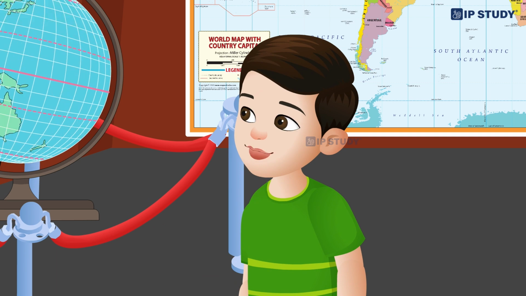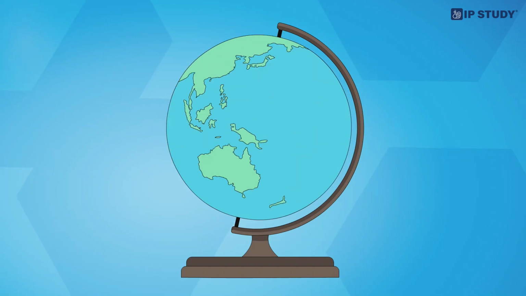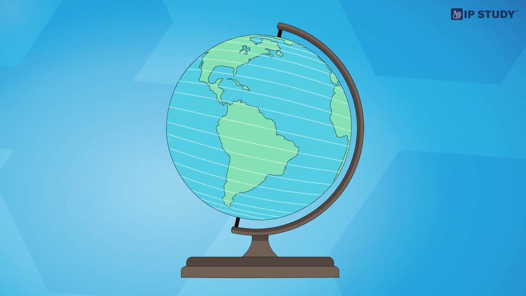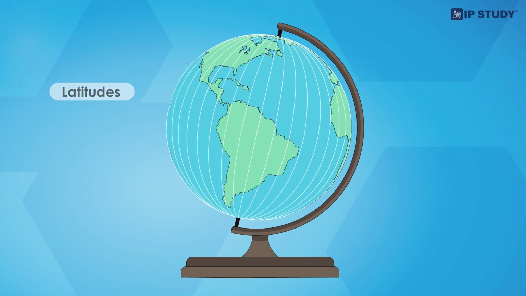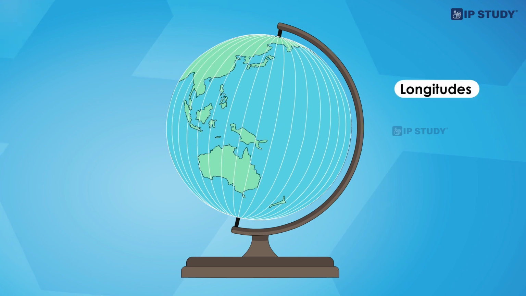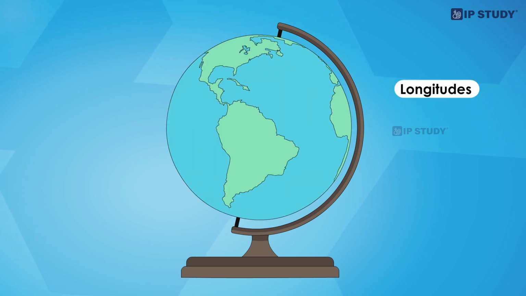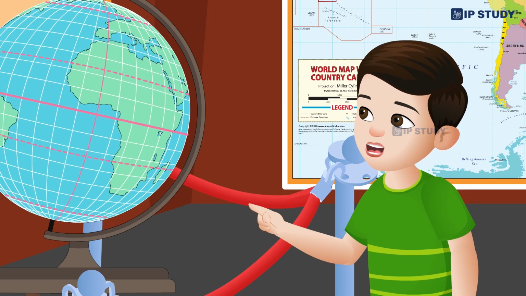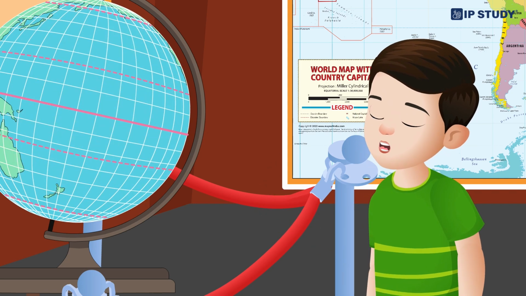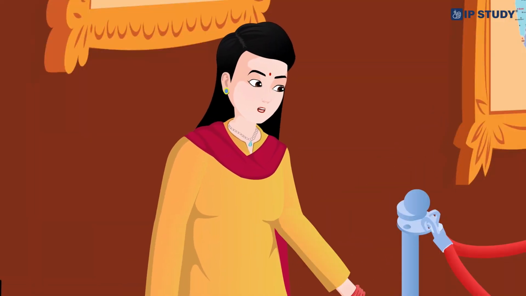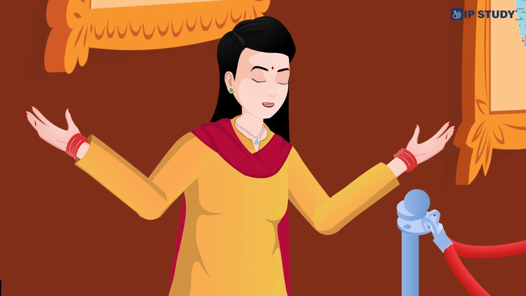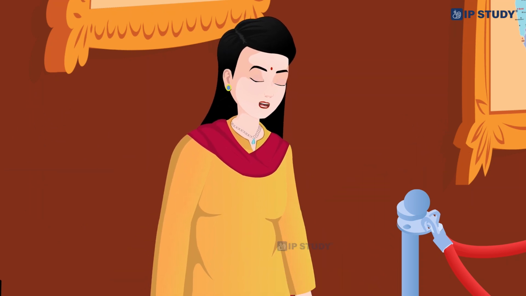And what are these lines on the globe? Well spotted, champ. The horizontal lines are called the latitudes, and the vertical lines are called longitudes. This line which is passing right through the center of the Earth, it must be the equator. Yes, very good. It divides the Earth into two equal halves, the northern hemisphere and the southern hemisphere.